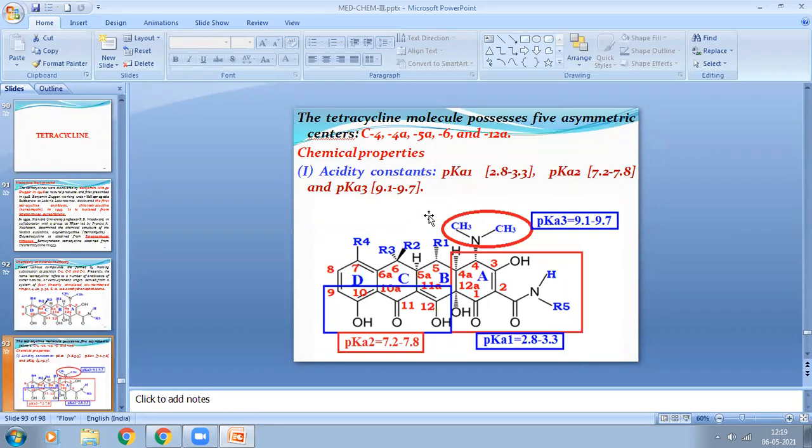Hello? Anybody, acidity constant, what does it mean? Anybody? Abhay Kumar Gupta? Yes, sir. Acidity constant, what does it mean?